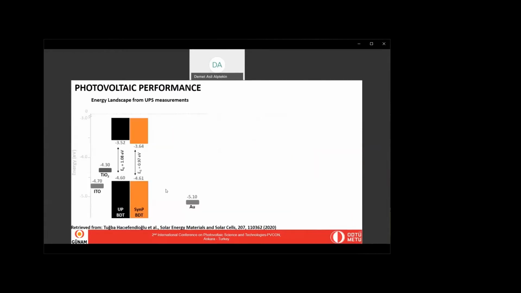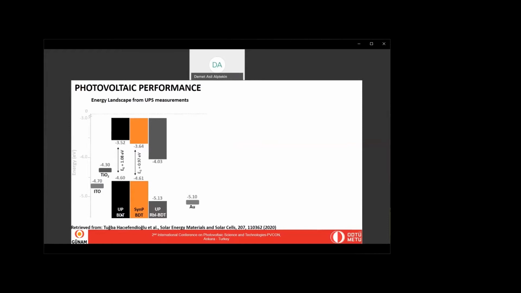Let's see how the photovoltaic performance is affected by the passivation. You're seeing the energy landscape, which is measured from UPS measurements. As you can see, we've synthesized two quantum dots, which are unpassivated and synthetically passivated. They have band gaps which are a little bit different from each other, but this doesn't lead to a huge difference.